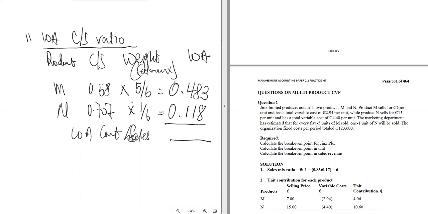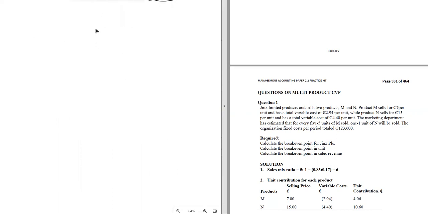So 0.483 plus 0.118. That ends up giving us 0.601. Okay, it should be 0.6 exactly because of the rounding off. So let's just make it approximately 0.6 so that it looks more legible. Okay, so we don't want the decimal.